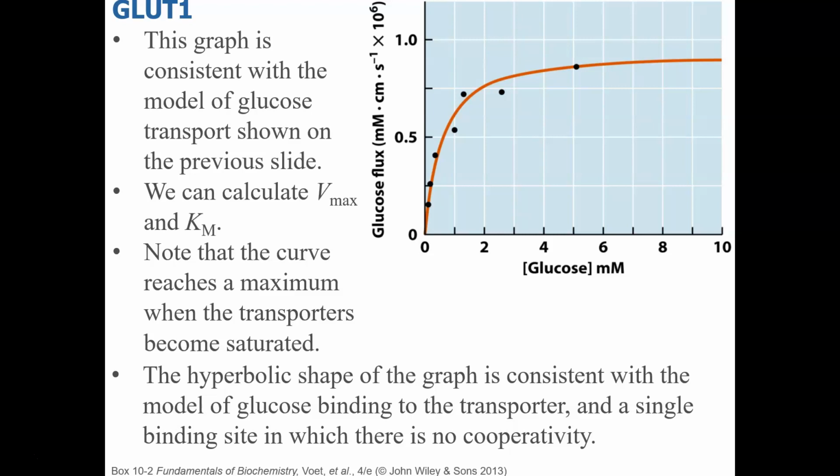Or at the very least, it's the concentration of glucose you need for the transporter to be half maximally occupied. Notice when the glucose concentration becomes very high, the glucose velocity does not increase because the transporters become saturated. So that's just like the enzymes becoming saturated with substrate at high substrate concentration. The hyperbolic shape is consistent with the model of one glucose binding to the transporter at a time and a single binding site in which there's no cooperativity. So had there been a transporter involving multiple binding sites with cooperativity, you would see a sigmoidal shaped curve. But here we see a hyperbolic curve, so that is indicative of a single binding site.